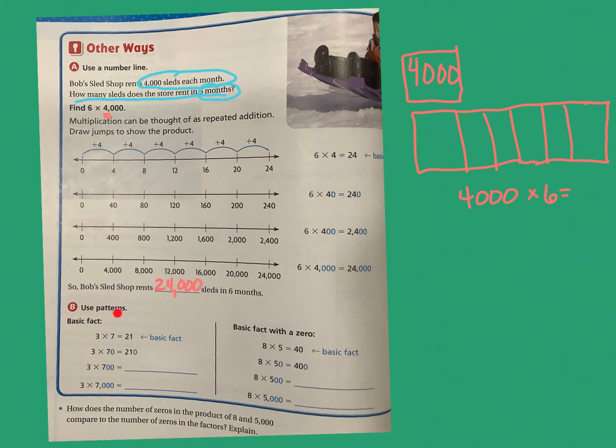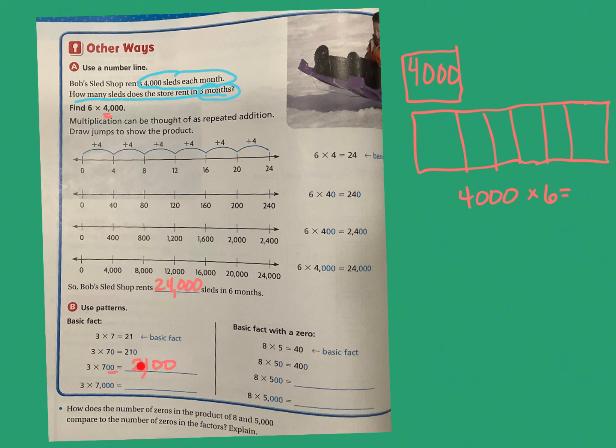And they're telling us here, use patterns. Notice the patterns and how they work. If our basic fact is 3 times 7 equals 21, then 3 times 70, with 1 zero on the end, equals 21 with 1 zero on the end, 210. 3 times 7 is 21. 3 times 700, with 2 zeros on the end, is going to be the 21 with 2 zeros on the end, also known as 2,100.